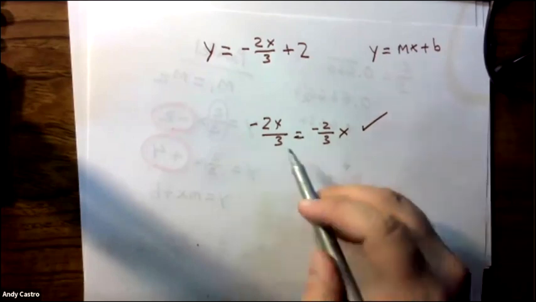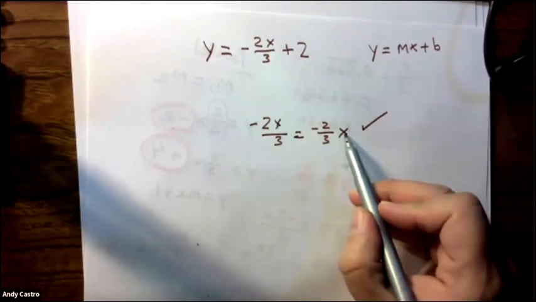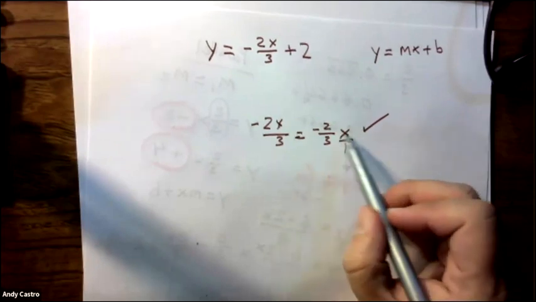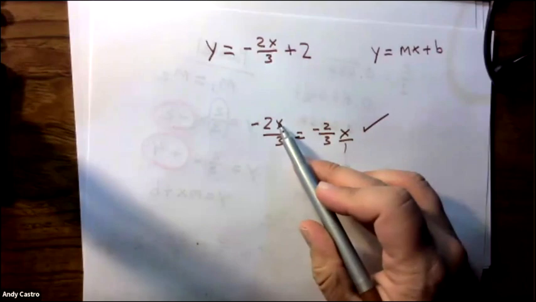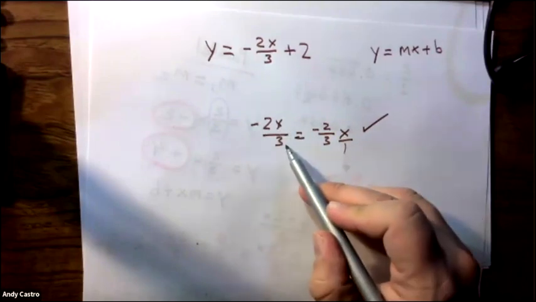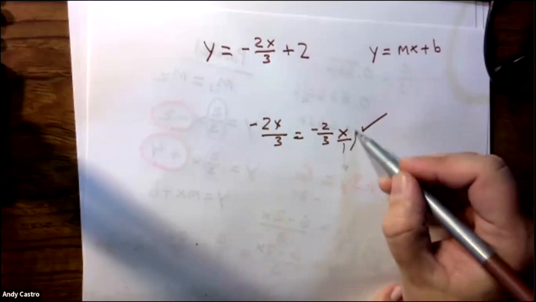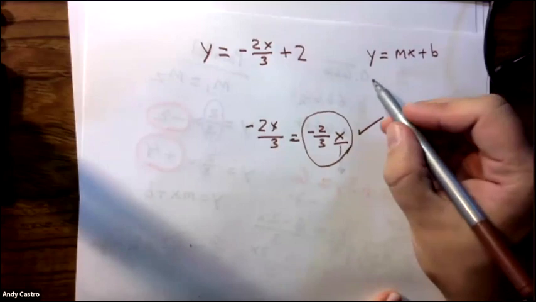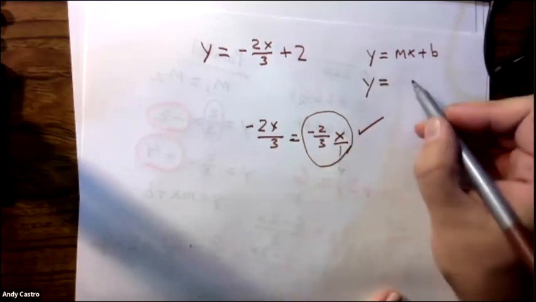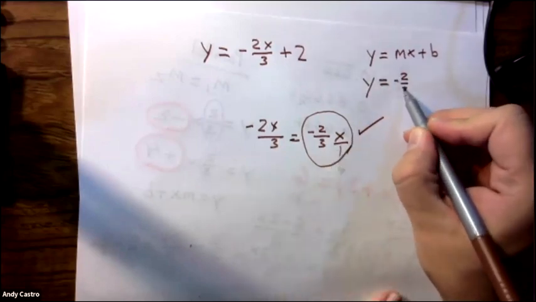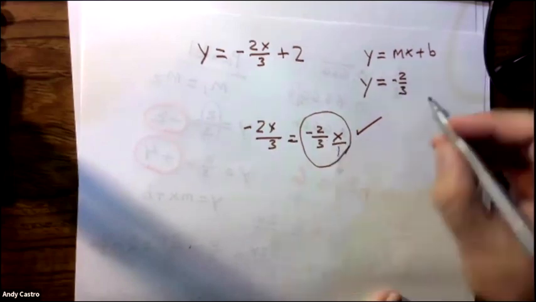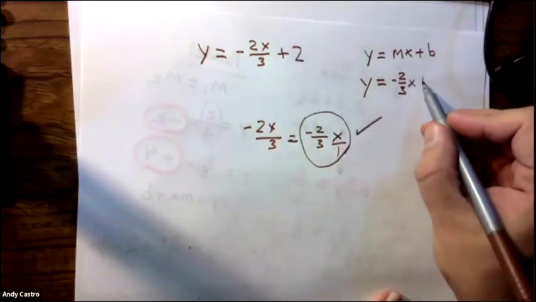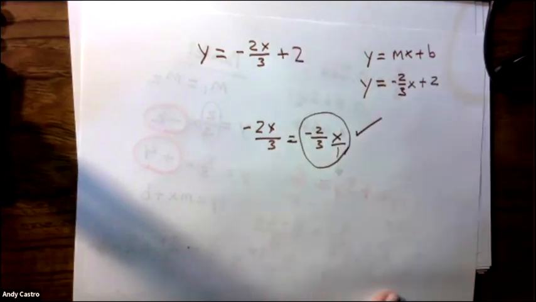And how do I know that? Because this x by itself can also be x over 1. And if I multiply the numerators together, that's negative 2 times x and 3 times 1. You're right back to this. Now we want to write it like this because that puts us in the slope-intercept form. We have y is equal to negative 2/3, that's my slope, times x, plus b. I have a positive 2 for my y-intercept.